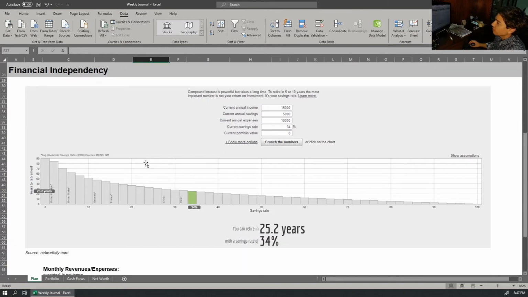One thing that I also found on the internet that I thought was very interesting is a sort of calculator to estimate according to your annual income and annual savings.